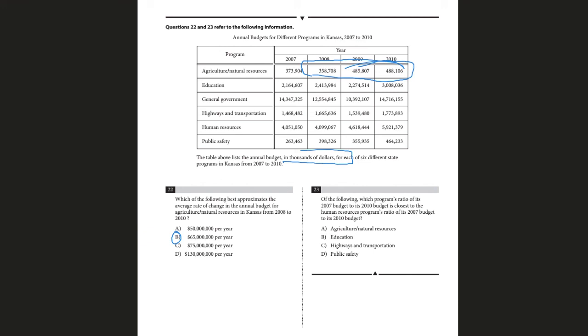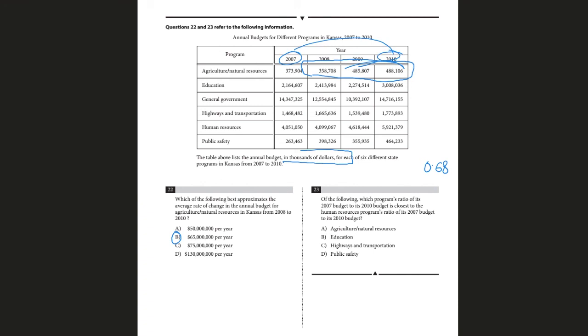Which of the following programs' ratio of its 2007 budget to 2010 budget is closest to the human resources program's ratio of 2007 to 2010? So for human resources, you have the ratio 2007 to 2010. Then you're just going to divide both of these. So 4,051,050 divided by the value of 2010, which is 5,921,379. So the ratio is almost 0.68. So we're just going to have to try out all options for this one. Basically, just divide the value of 2007 by 2010, and the closer it is to 0.68, the better.